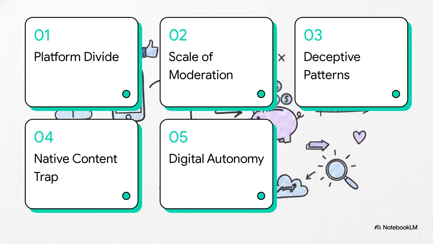Okay, let's run through our agenda. 1. The generational platform divide. 2. The scale of moderation. 3. Deceptive design patterns. 4. The native content trap. And finally, 5. Reclaiming digital autonomy. Let's jump in.